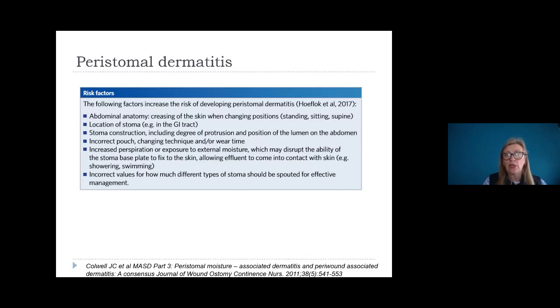Differences in pouch being used and the changing technique. Differences in temperature. So in summer, patients tend to be a lot more sweaty than in winter, and that can disrupt the ability of the stoma base plate, the wafer, to stick to the skin. And then different values about how much stoma should be spouted. And that can be a surgical decision, you know, how much of the stoma they allow to protrude through the surface of the skin.